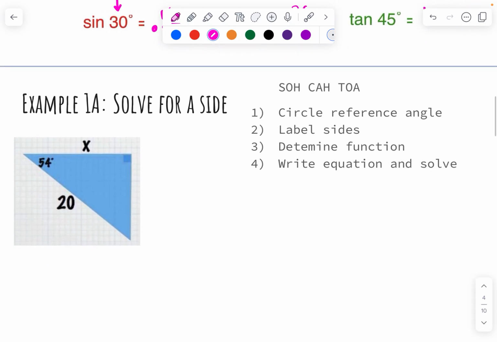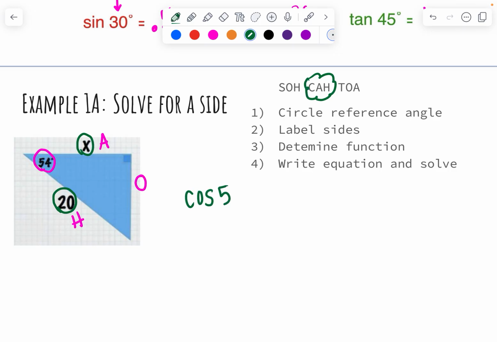As we're solving for sides here, the first thing we do is circle our reference angle. So here my reference angle is 54. From 54, I'm going to say that 20 is the hypotenuse. This blank side is my opposite, and x is my adjacent. Because I'm looking for my adjacent side and they're giving me my hypotenuse, I'm going to be using cosine, adjacent and hypotenuse. So I know that cosine of 54 equals adjacent, which is x, over hypotenuse, which is 20.